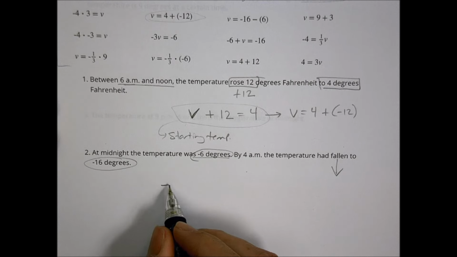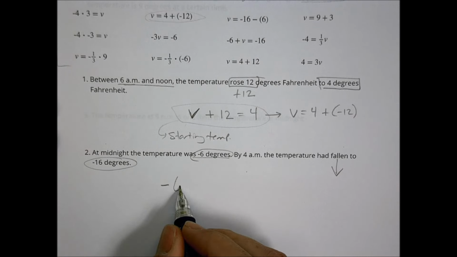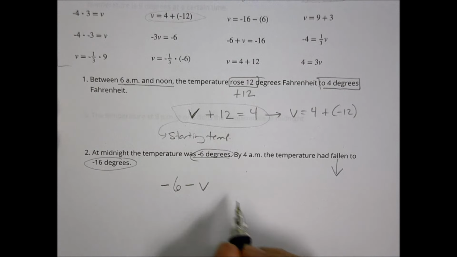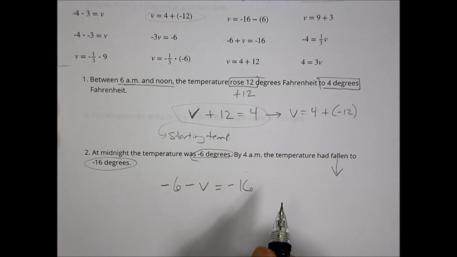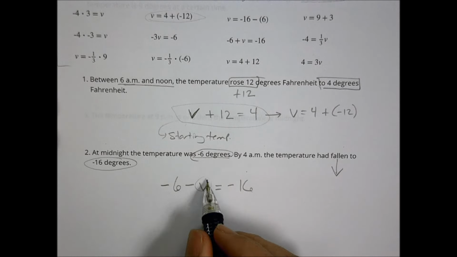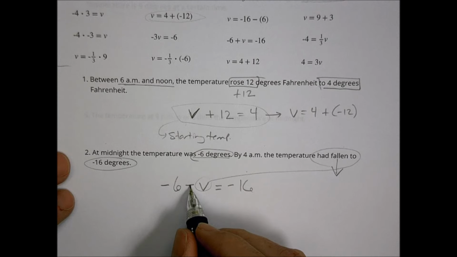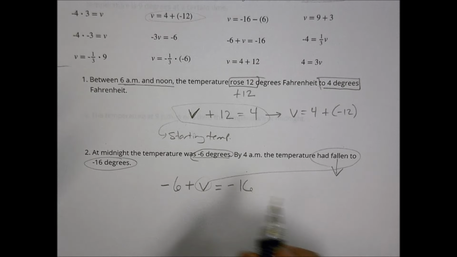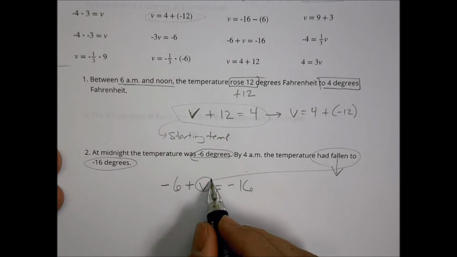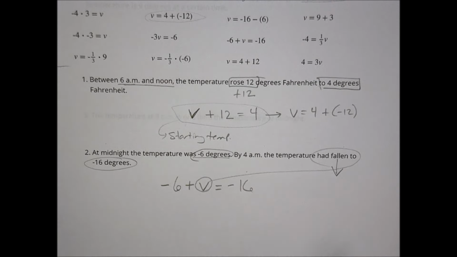So we know that at midnight, we're at negative 6. And then we're going to drop some more, and we'll end up at negative 16. Okay, so the variable in this case is going to be how much the temperature has fallen, to go from negative 6 to there. I could write this as negative 6 plus v. It really doesn't matter. That's just adding to the change. If it's a negative v value, then it works out the same. So that might be a better way to write that out.